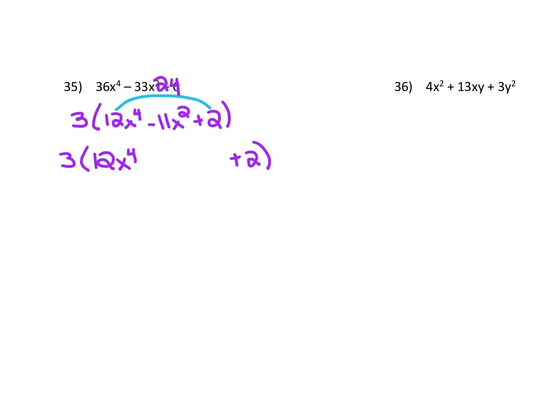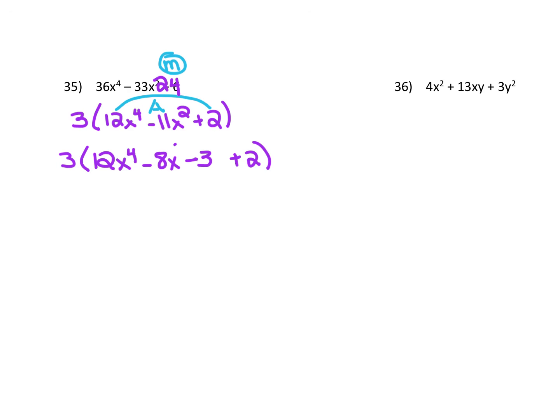Okay, so I need to come up with two numbers that multiply to positive 24 and that add to negative 11. So negative 8 and negative 3. Negative 8 times negative 3 gives us positive 24, and negative 8 plus negative 3 gives us negative 11. But look, since this term has an x squared on it this time, guess what I have to put here and here? That's right, an x squared.